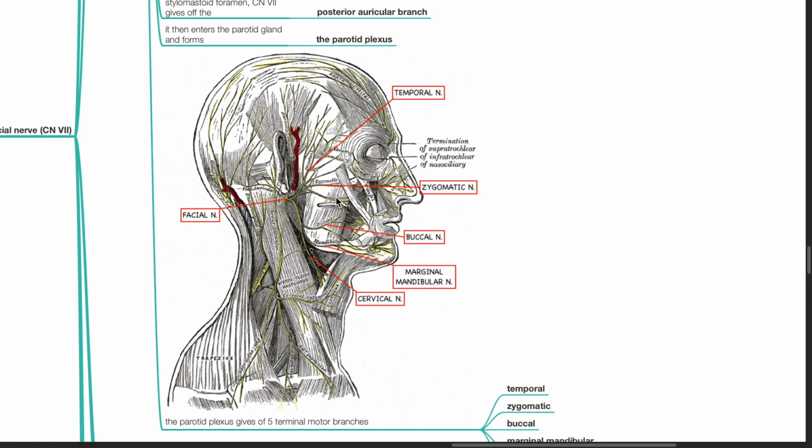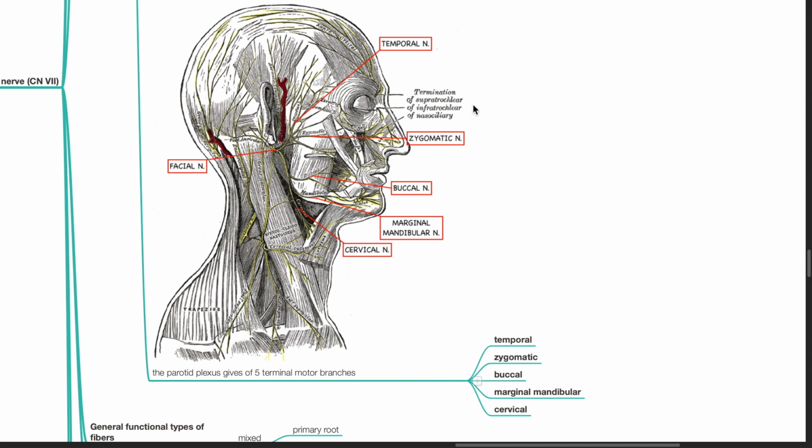The chorda tympani nerve. This nerve branches from the facial nerve above the stylomastoid foramen. It contains gustatory fibers and presynaptic parasympathetic fibers. It passes through the tympanic cavity and petrotympanic fissure to join the lingual nerve. After emerging from the stylomastoid foramen, cranial nerve 7 gives off the posterior auricular branch. It then enters the parotid gland and forms the parotid plexus. The parotid plexus gives off 5 terminal motor branches: temporal, zygomatic, buccal, marginal mandibular, and cervical nerves.